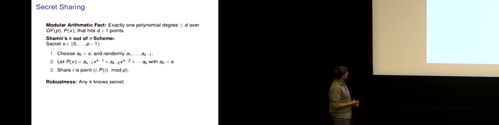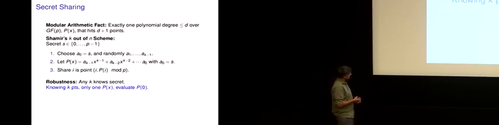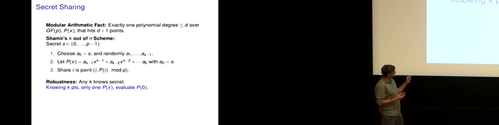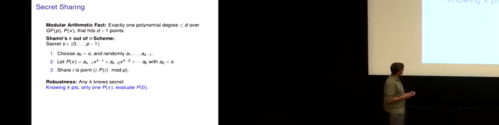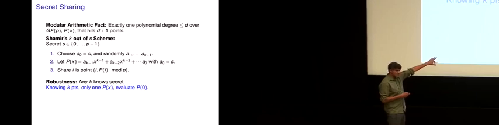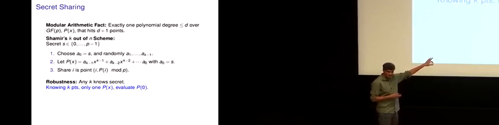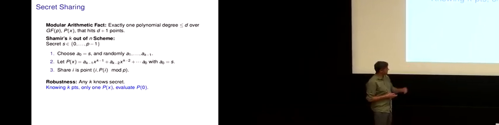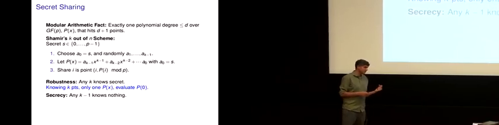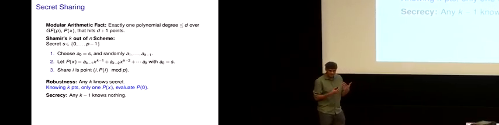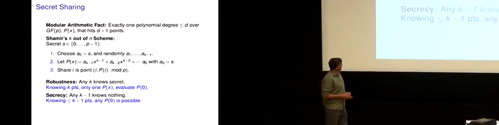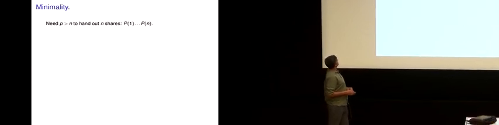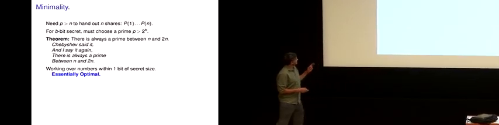This is the scheme. Any k knows the secret. Knowing k points, there's only one p of x. There's only one polynomial that goes through those k points. That's the whole point. So you can then evaluate p of 0. With any k minus 1, it could be any polynomial. Okay, good. So I'm going to skip this. I'll do this again next time.